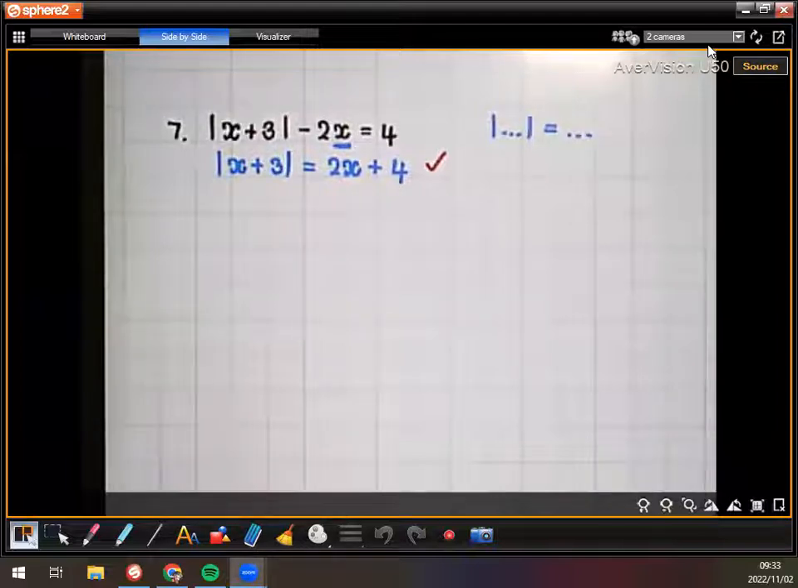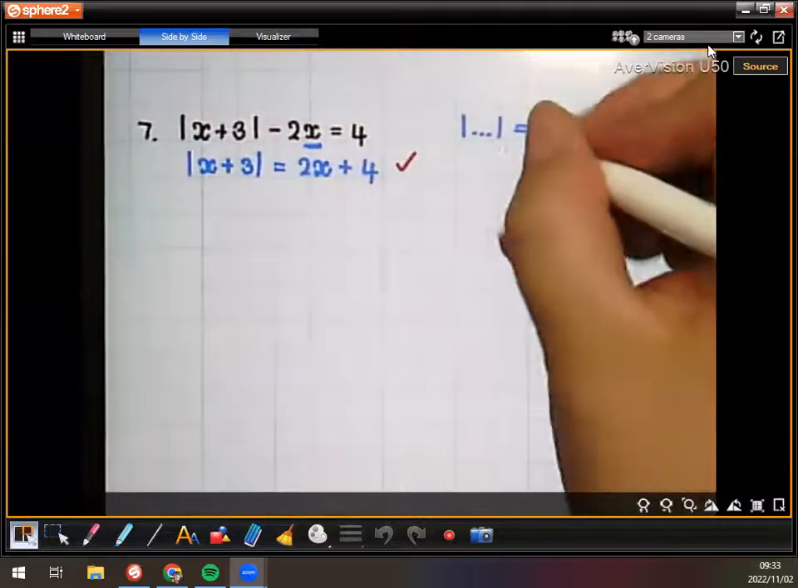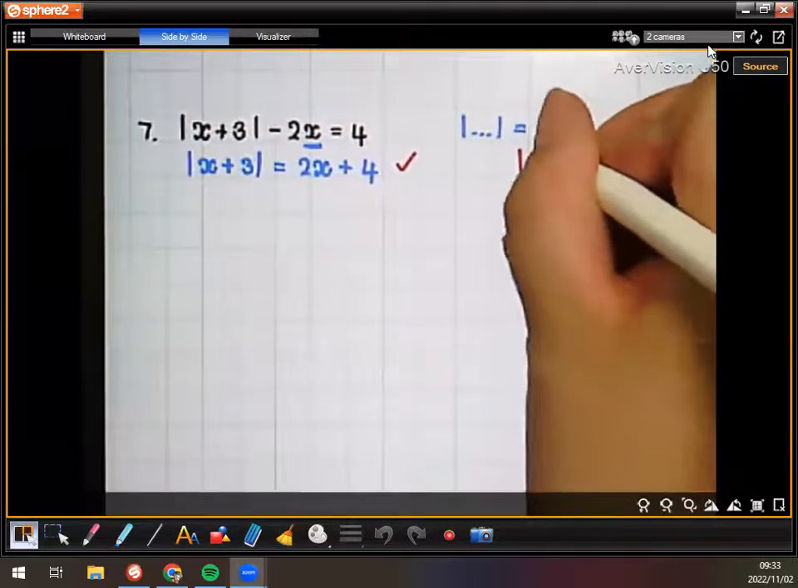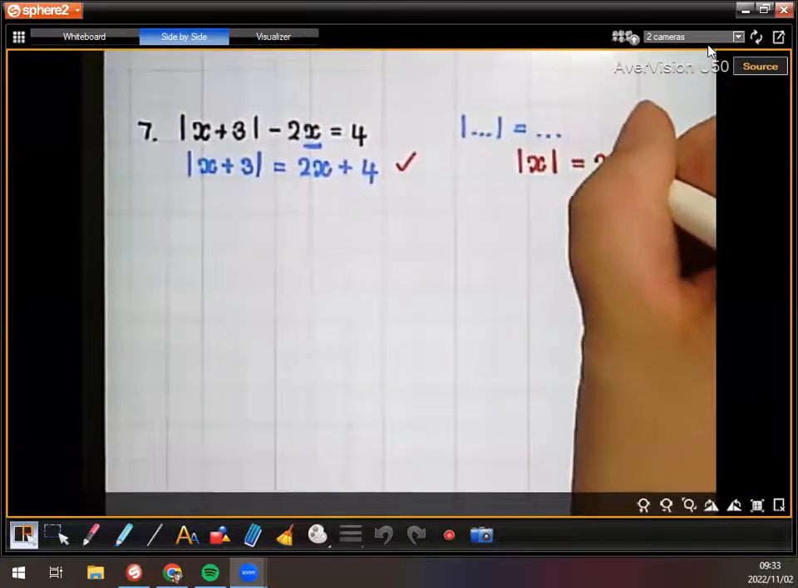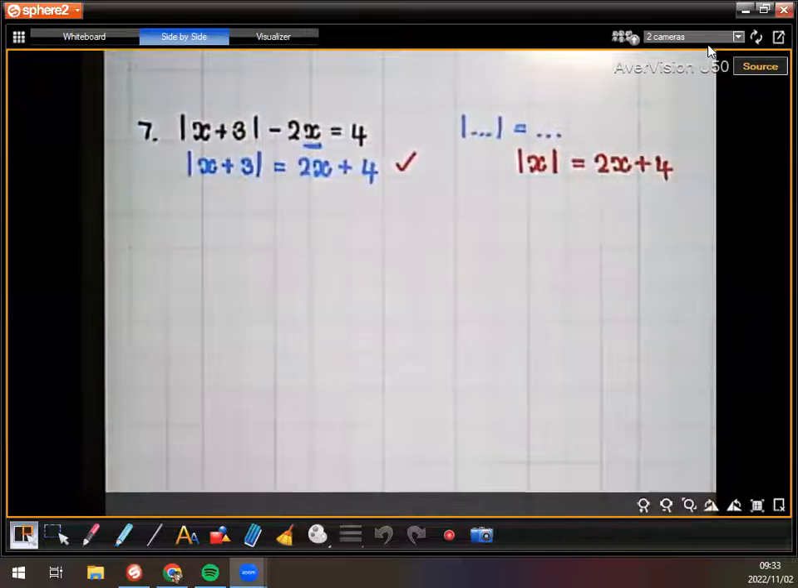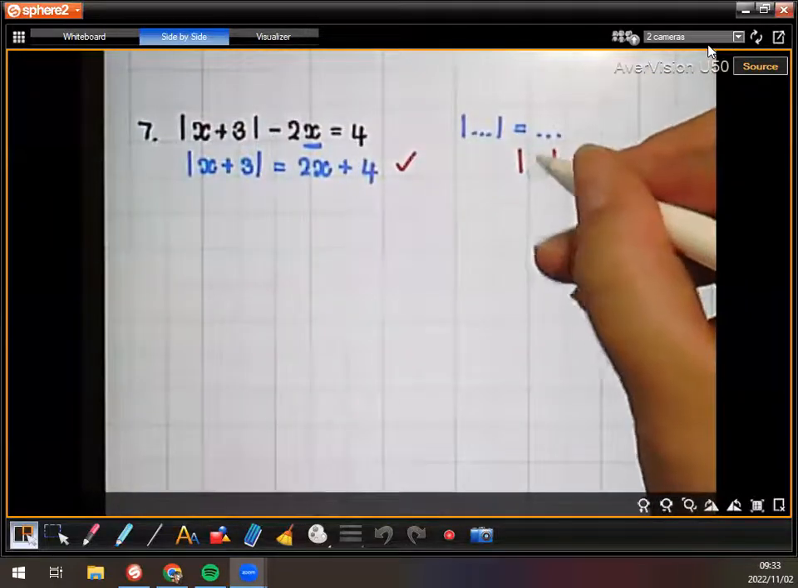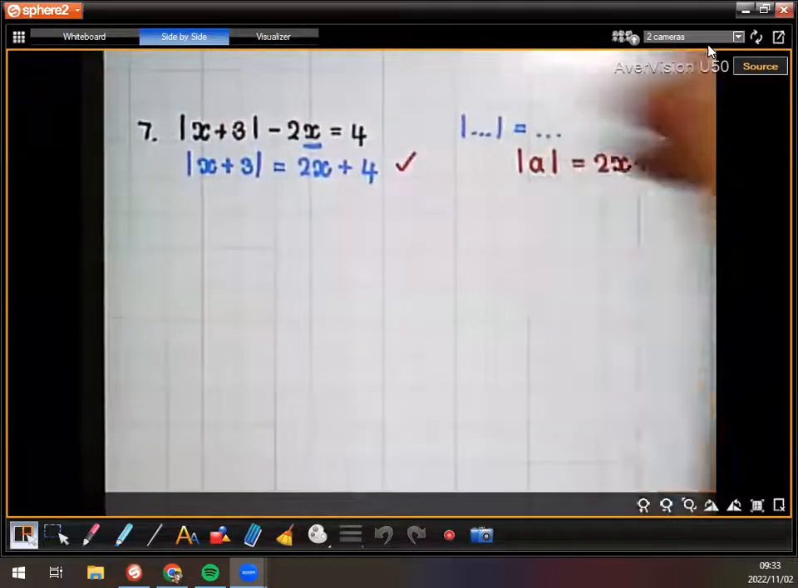Now, guys, if this was the question, just humor me for a second here. If this was the question, maybe I should put an a there instead of an x. Oh, and then this one should be a.